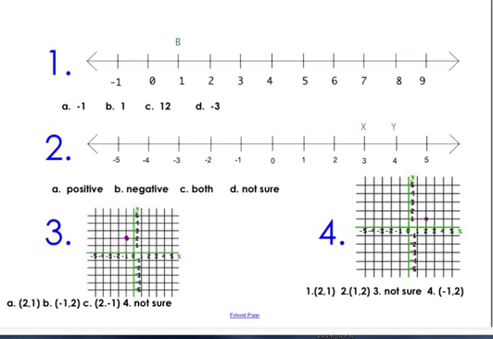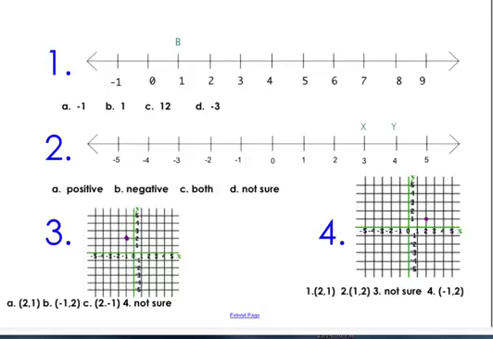Number 3, the purple plot point. What coordinate grid plot points would you write down for this one? 2, 1, -1, 2, 2, -1, or you're not sure.